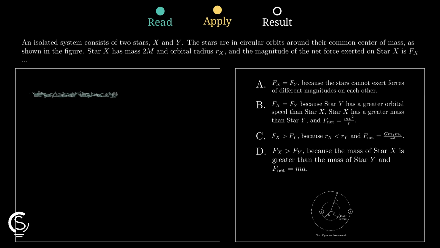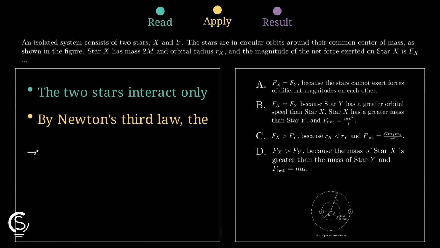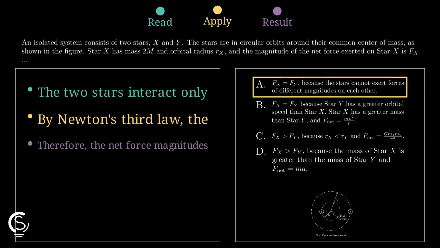Now, use Newton's third law. When two objects interact, they exert forces on each other with equal magnitude and opposite direction, so the pull on X matches the pull on Y. That means the net force magnitudes are equal, so even if their masses and orbital radii differ, the correct relationship is simply Fx equals Fy.